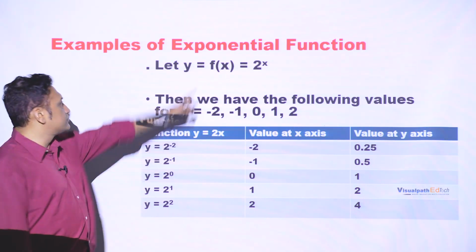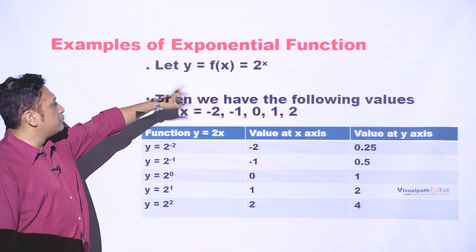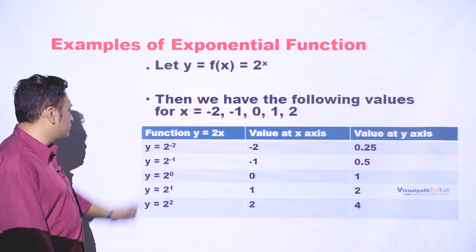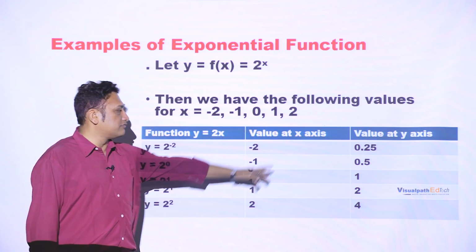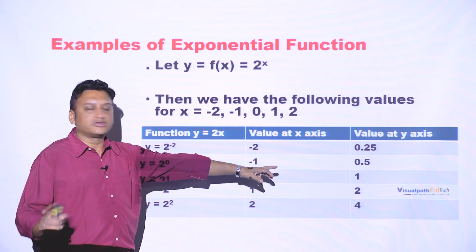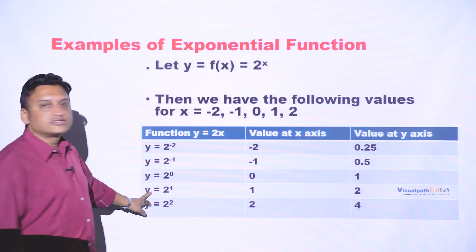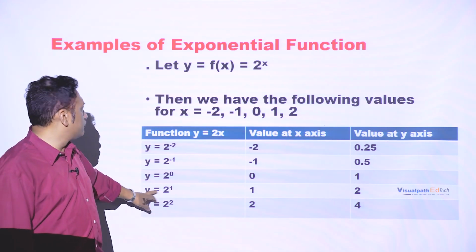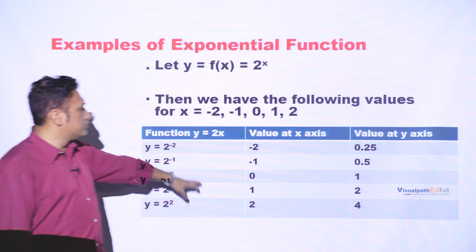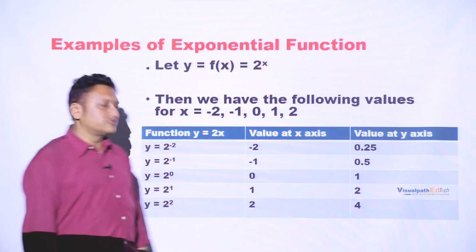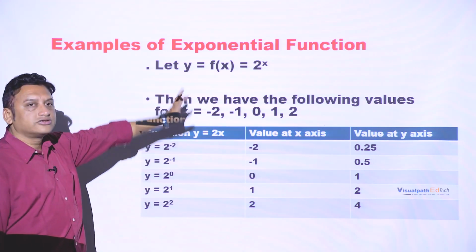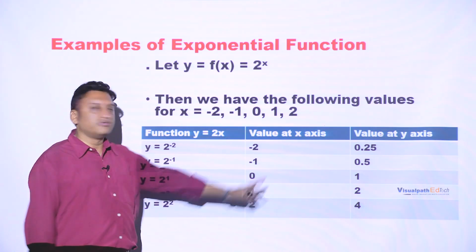If I take x is equal to 0, then we will get y is equal to 2 to the power 0, which will give us the value 1. Anything to the power 0 is 1. If we take x is equal to 1, then y will be 2 to the power 1, which means our value of y will be 2, and if we take x is equal to 2, then the value of y will be 4.